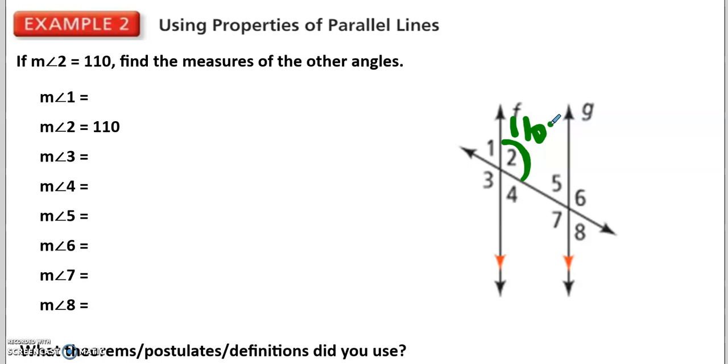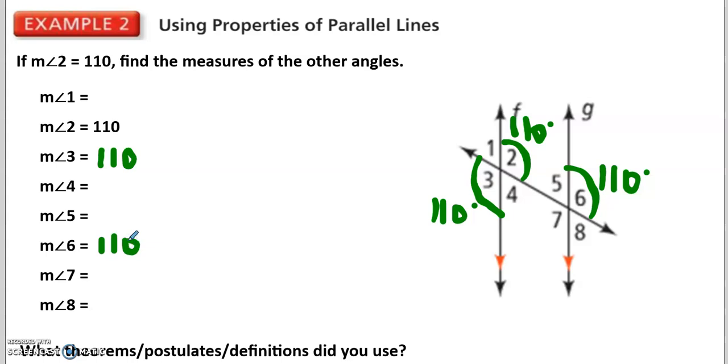So when I look at this, the first thing I think of automatically is my favorite theorem, vertical angles, okay? I know vertical angles are congruent. So I see angle 2, and right away I want to say now angle 3 is 110 degrees, and that's true, okay? Next thing I want to do is remember corresponding angles. What do I know about corresponding angles? Corresponding angles are congruent. So what can I say about angle 6? Also 110, right? Let's label that.